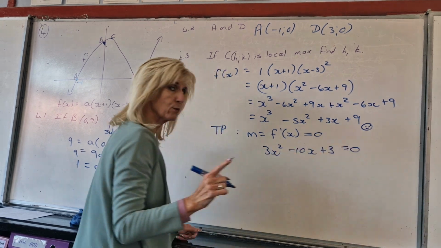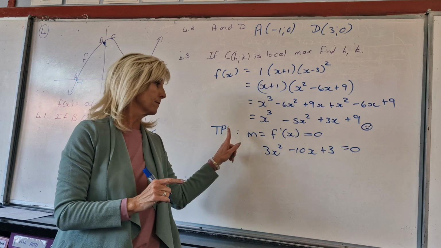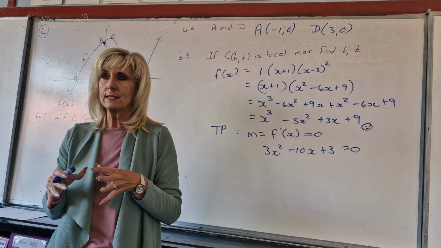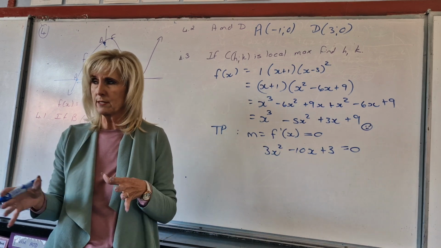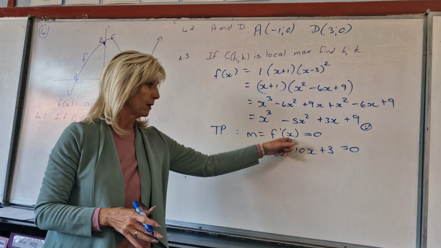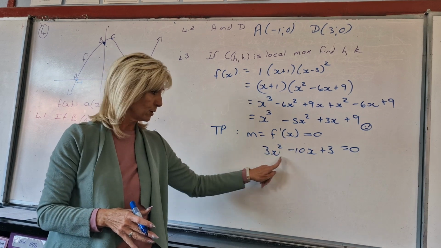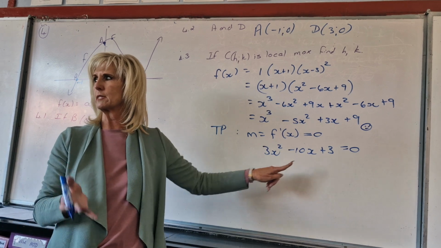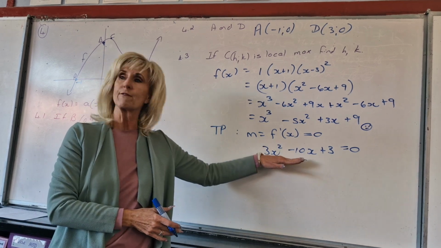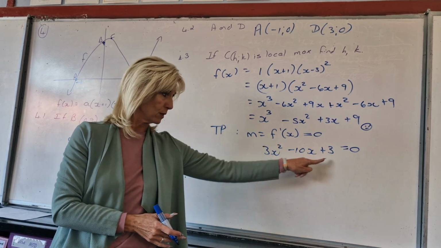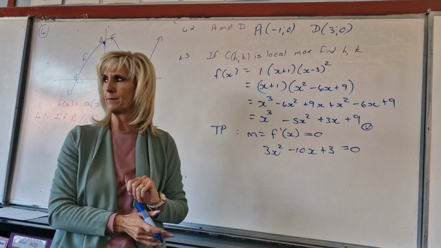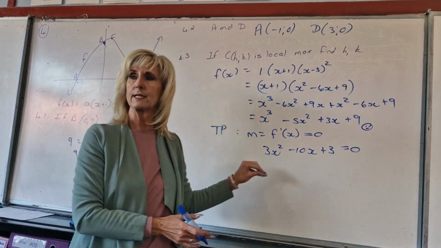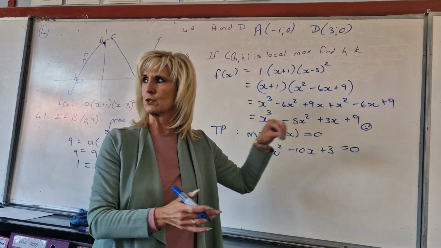It's not always equal to 0 unless you're busy with a turning point. The gradient you can work out at any point by using this formula. Where x is 7, where x is 700, where x is negative 16, you can find the gradient using this formula, substituting the x with whatever. But only where the gradient is equal to 0 is where it's turning.